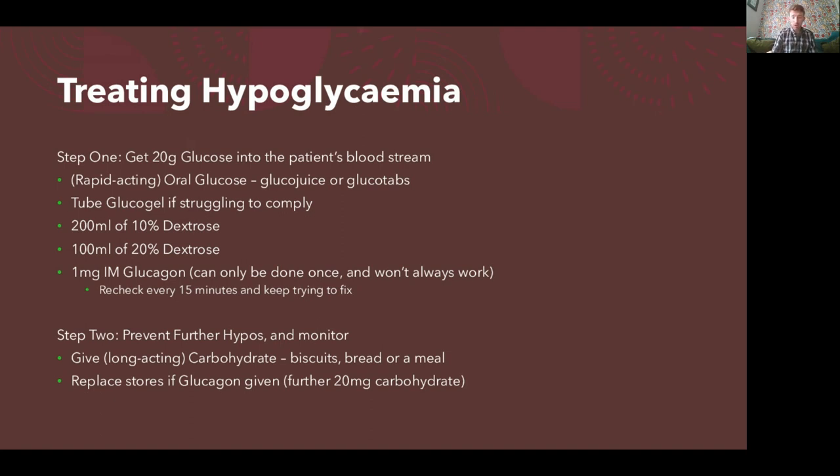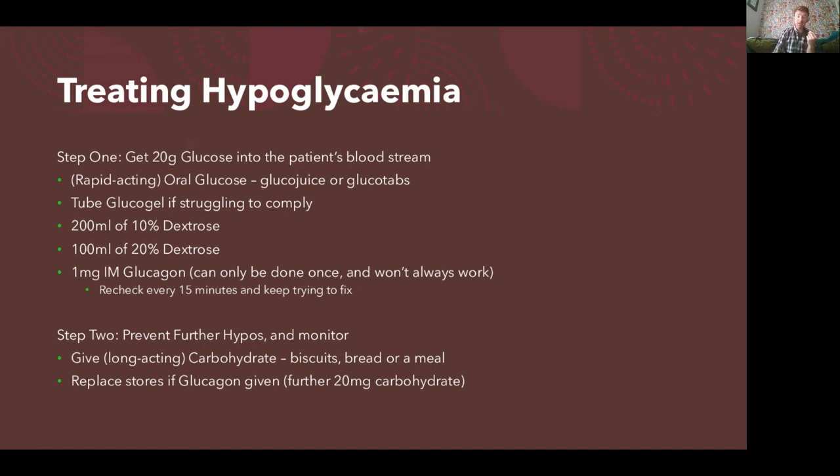If they can't swallow anything and you can't get access to their mouth, then you'll have to give it through their bloodstream. And so 200 mils of 10% dextrose or 100 mils of 20% dextrose, they are both the same thing. They are both 20 grams of glucose. I would always advise, if you can, giving the lower percentage, 10%, because the higher percentage glucose, certainly up to 50%, is really viscous, really irritant, can extravasate and cause serious issues.